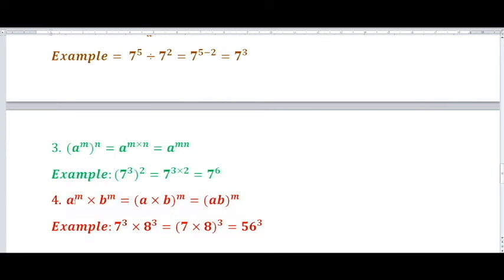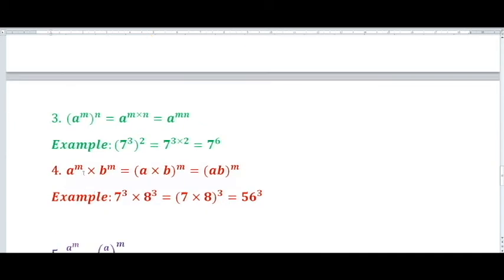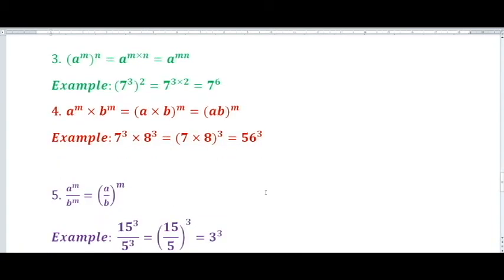Here in number 4, a to the power m into b to the power m. Here, unlike number 1, the base number is different, but the exponential values are the same. Here inside the bracket, we have to multiply the base numbers, that is a and b, and the power is the same, m. So ab to the power m will be the answer here. 7 to the power 3, 8 to the power 3 is there. So 7 into 8 to the power 3, and 7 times 8 is 56. 56 to the power 3 will be the answer.